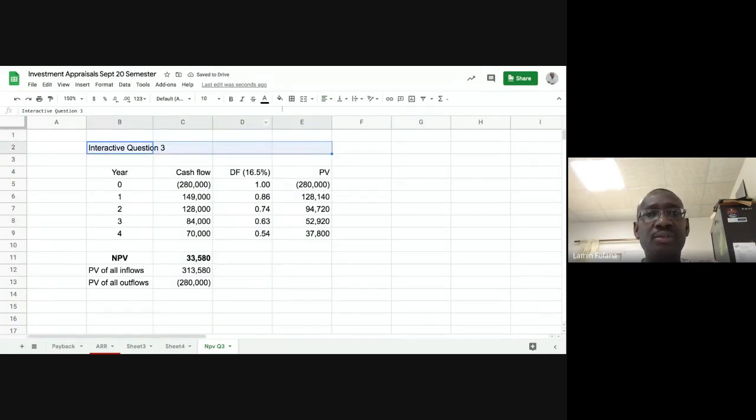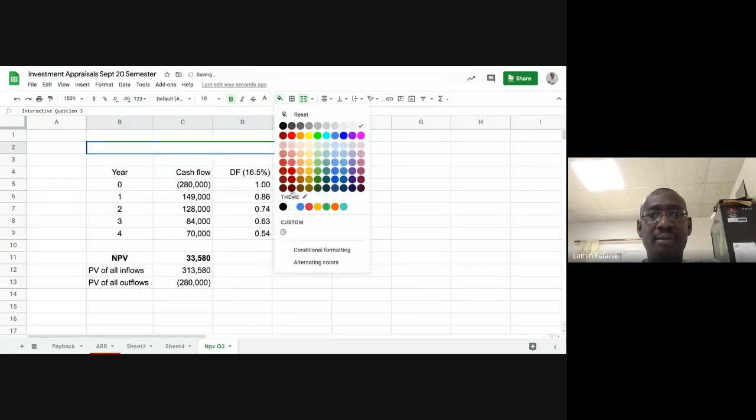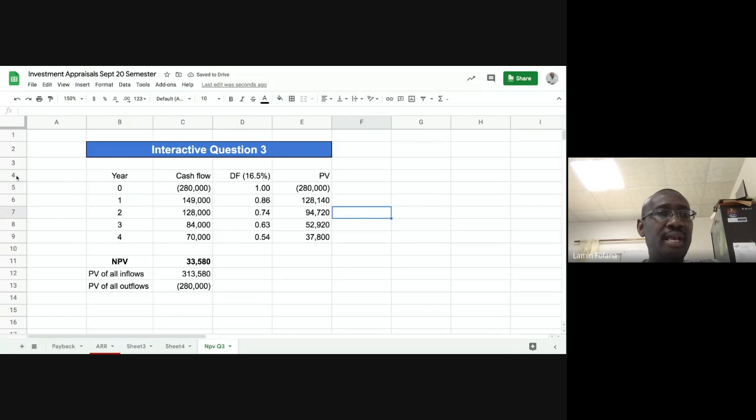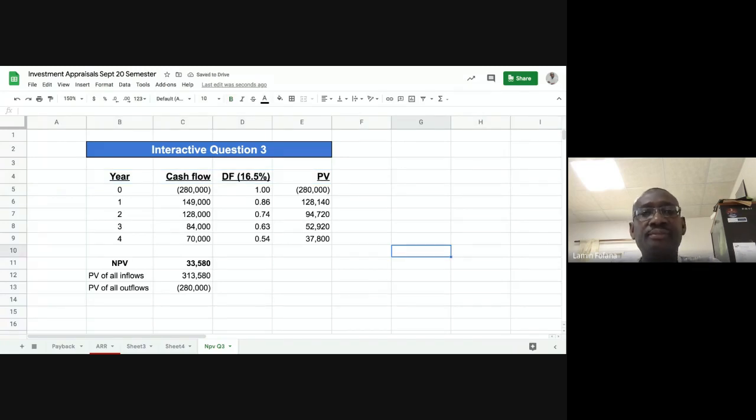Interactive question, so I'm going to put that in an order. I mark it, and I'm going to center it. I'm going to make it bold. I'm going to make the text white. I'll make the background blue. I increase the font size to 14. Then the heading, I'm going to make it bold. I'm going to increase the font size to 12, and I'll underline it. Okay? Is this clear?